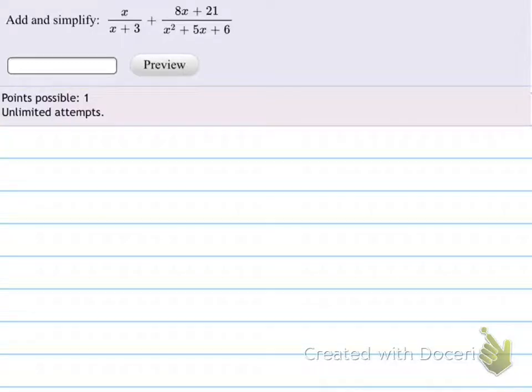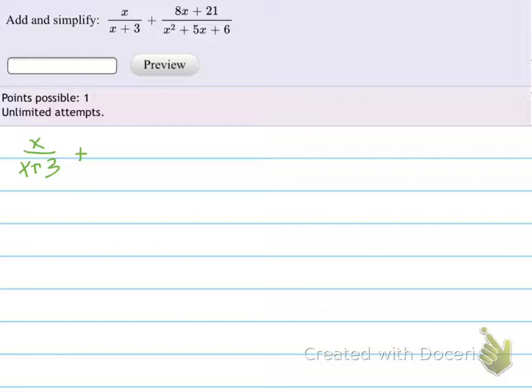Add and simplify x over x plus 3 plus 8x plus 21 over x squared plus 5x plus 6. The first thing we want to look at is how do we get these down to their simplest terms so that we can find the least common denominator. Well, x over x plus 3, there's really no way to simplify that, so we're going to leave it.